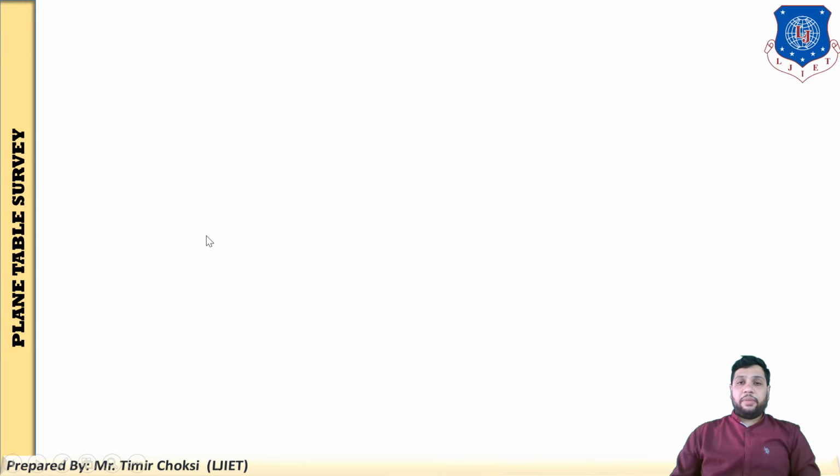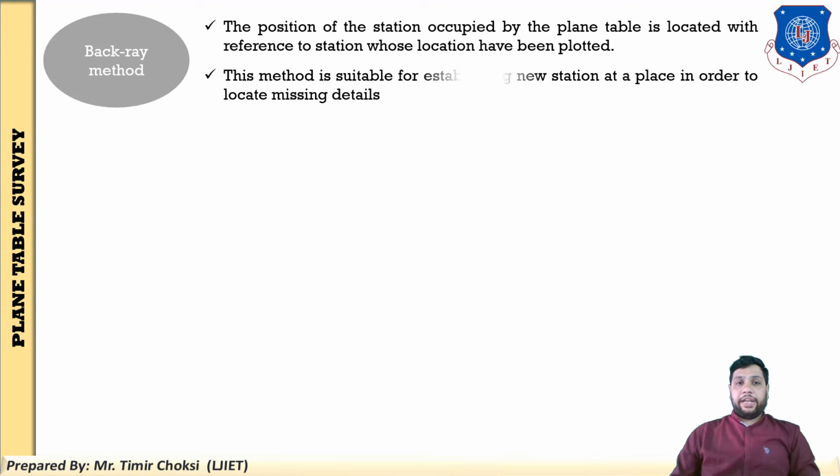Now the second method is the back-ray method. The back-ray method is also used to establish a new station. Clearly see, this method is suitable for establishing a new station at a place in order to locate the missing details. Now, the position of the station occupied by the plane table is located with reference to stations whose locations have been plotted. I have already explained this in detail earlier. After you understand all the figures, I am starting the back-ray method.